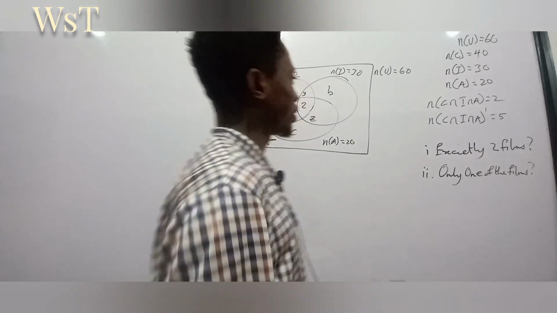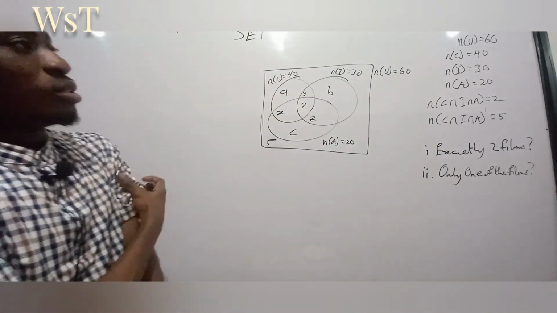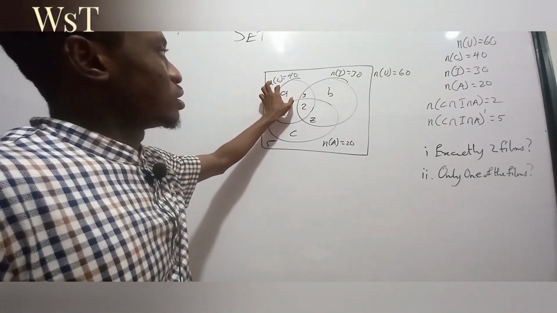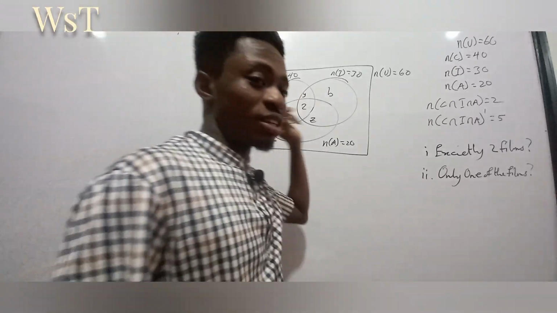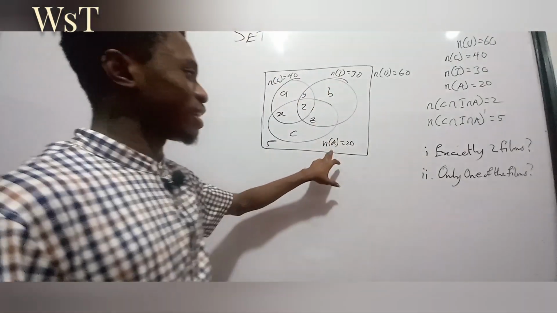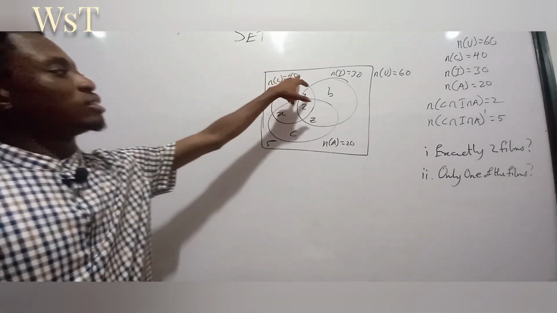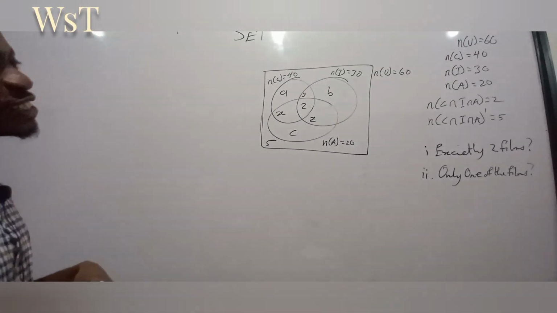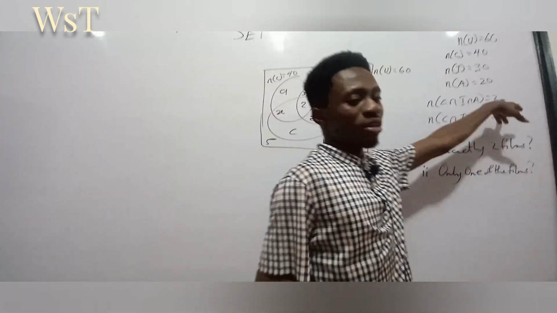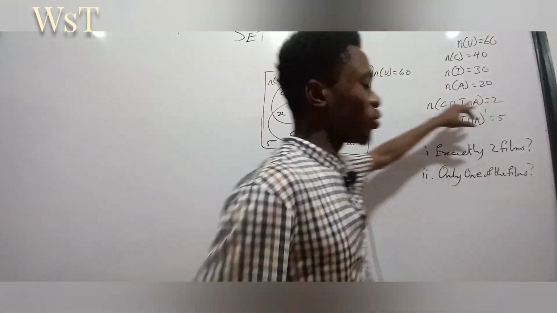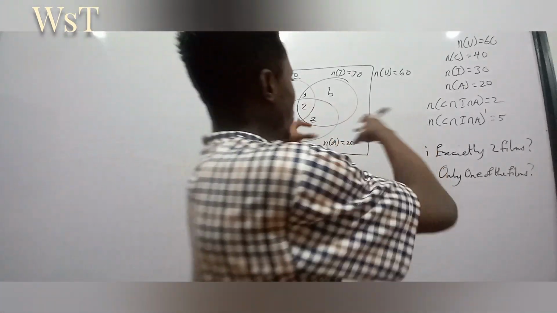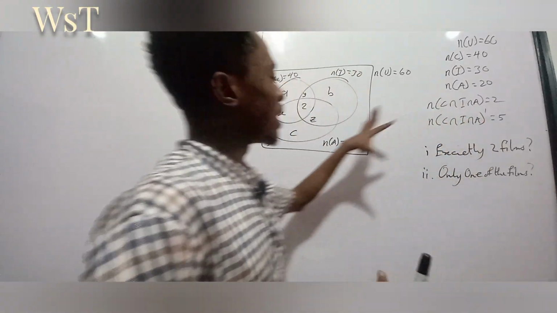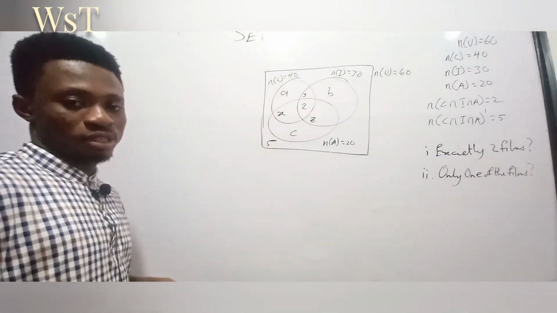So in this question, the data given: they gave just the totals for the movies. Chinese movie, Indian and American, so 40, 30 and 20. Then they are giving us what again? They said the number of people that watched all the 3 movies were only 2. And they said 5 people didn't like any of the movies. So the 5 is outside.